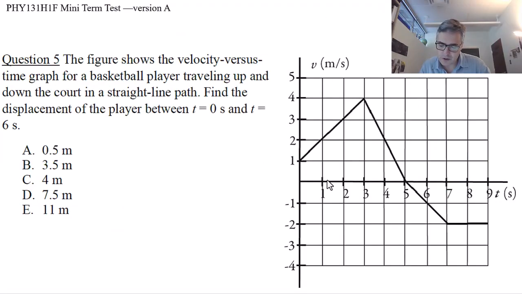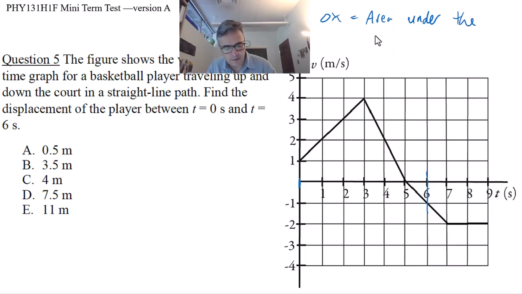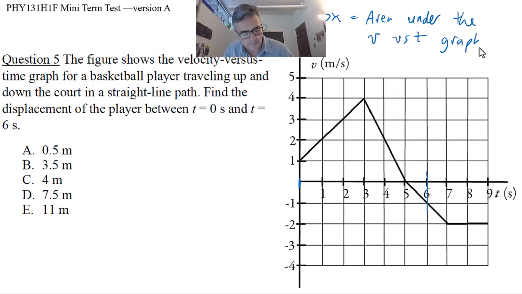Question 5. The figure shows the velocity versus time graph for a basketball player traveling up and down the court in a straight line path. So it goes up, positive velocity, and then stops, and then has negative velocity. Find the displacement of the player between t equals 0 and t equals 6 seconds. So the displacement, delta x, is the area under the v versus t graph. So we just have to find these areas.